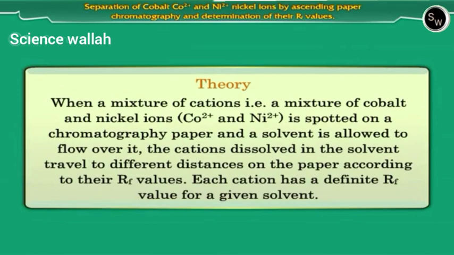Theory: when a mixture of cations, that is a mixture of cobalt and nickel ions, is spotted on a chromatography paper and the solvent is allowed to flow over it, the cations dissolved in the solvent travel to different distances on the paper according to their RF values. Each cation has a definite RF value for a given solvent.